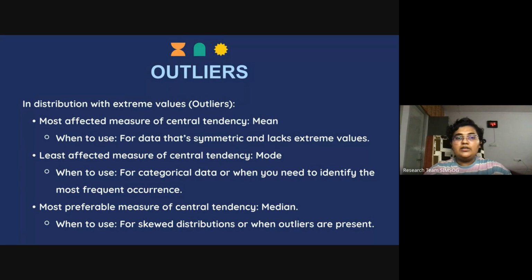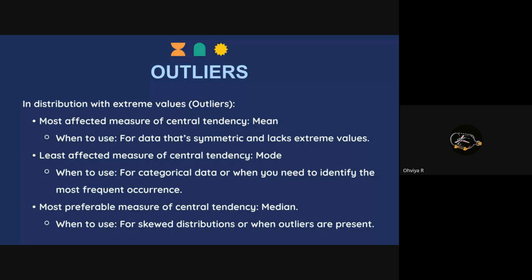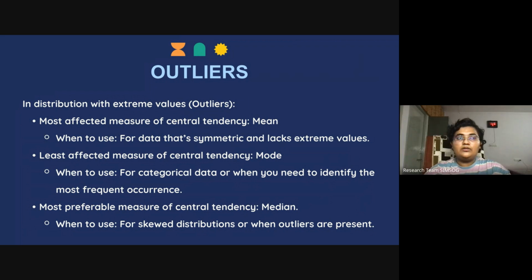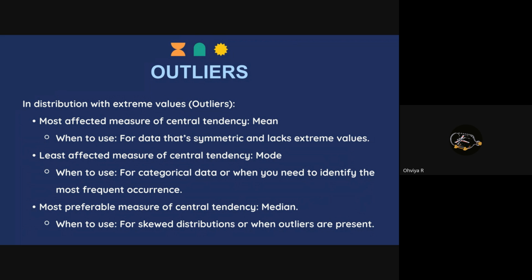Does anybody have any doubts during the whole session? For the last slide that you showed with the outliers and who is most affected and least affected, could you possibly give examples? What do you mean by example? In the sense that, how are we so sure that the least affected is the mode, and how does it affect? Okay, I get your point.